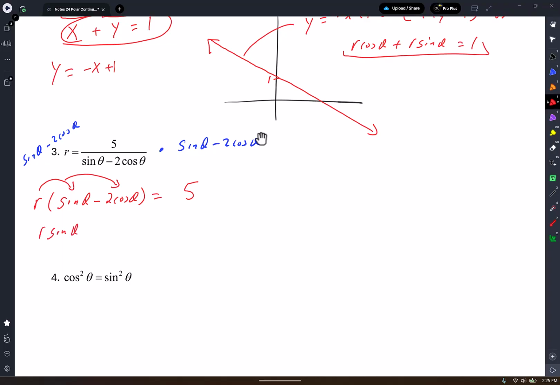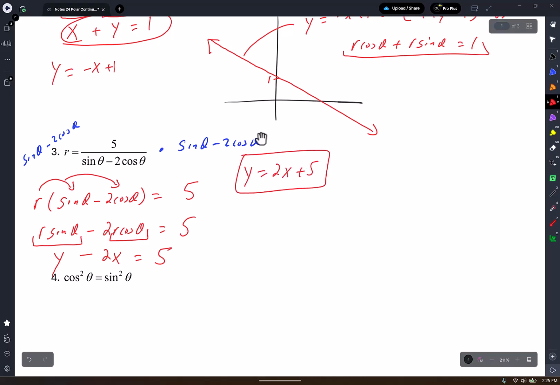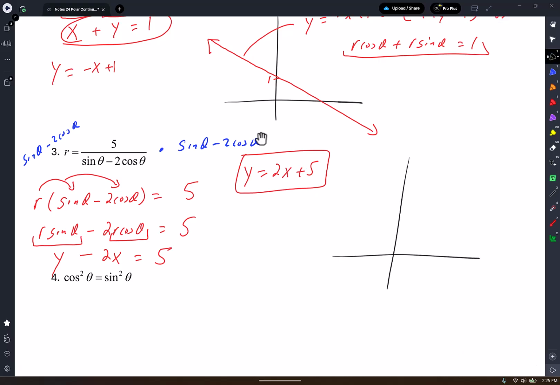R sine theta minus 2r cosine theta equals 5. And then we observe that r sine theta is the same thing as y, and r cosine theta is the same thing as x. So here's what I have. Y minus 2x equals 5. If you move the 2x to the other side, y equals 2x plus 5. And there it is. So if I were to do a grid on this one, here's 5, and it would look something like that.